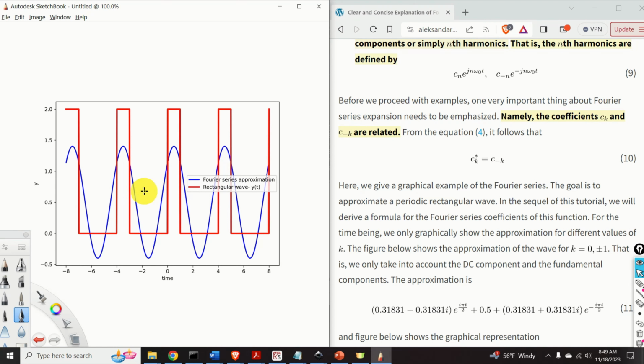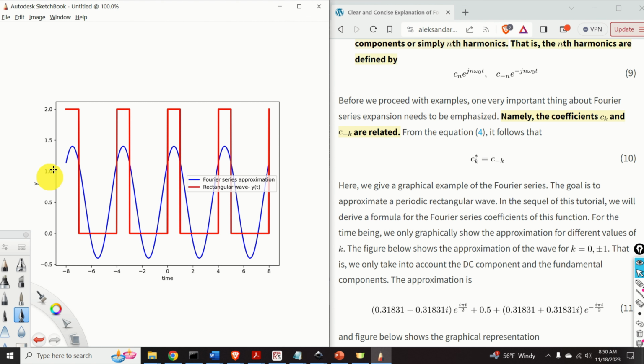Here, we will immediately give a graphical interpretation of the Fourier series. The goal is to approximate a periodic rectangular wave represented by this red line. In the sequel of this video tutorial, we will derive a formula for the Fourier series coefficients of this function. For the time being, we only graphically show the approximation for different values of k.